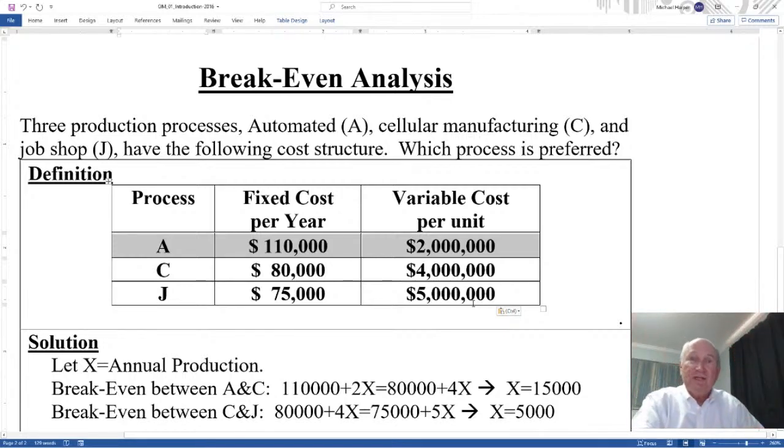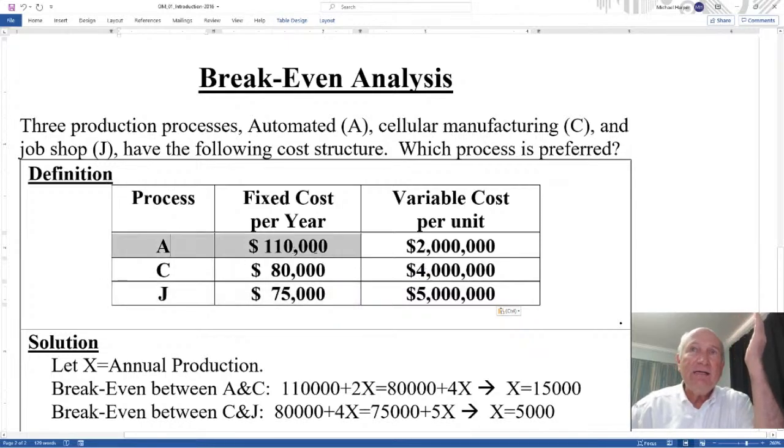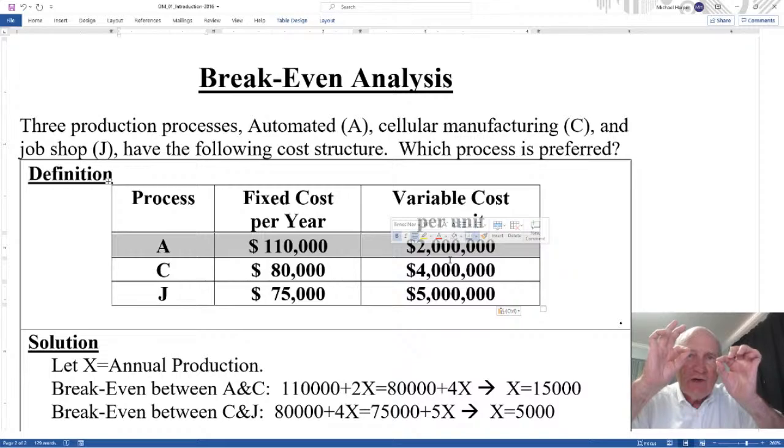But I'm never going to produce that much. I'm never going to produce zero. I'll never produce 1 million. But wait a minute. Very low production, J is the cheapest. Very high production, A is the cheapest. Since they're different, that's an indication that somewhere between 0 and 1 million production, the cost is going to be the same, and that's the definition of break-even. At what production do these costs come together? So low production, I'll go with J. High production, I'll go with A.